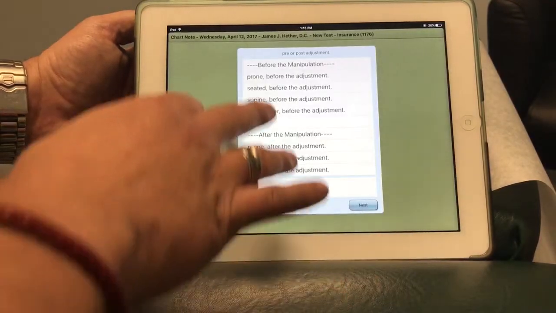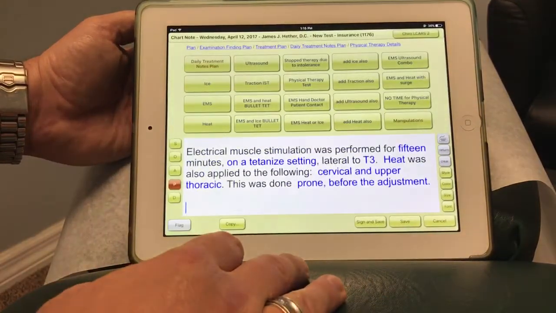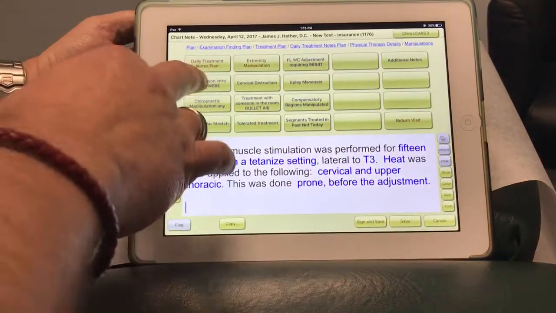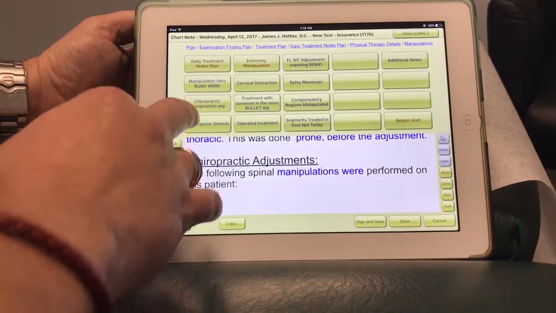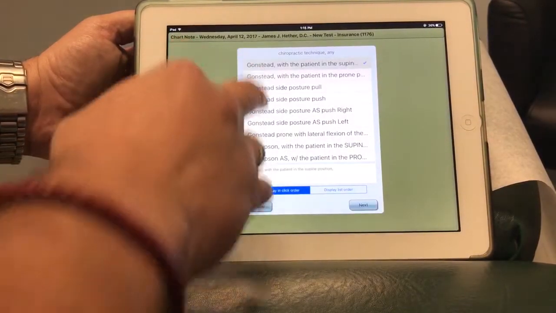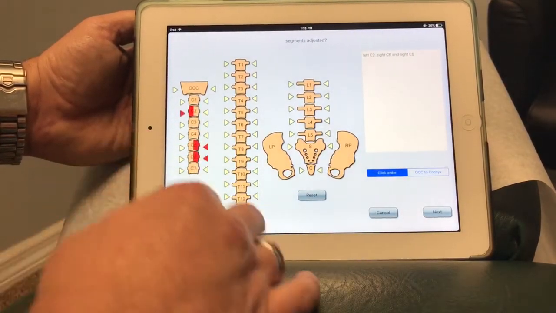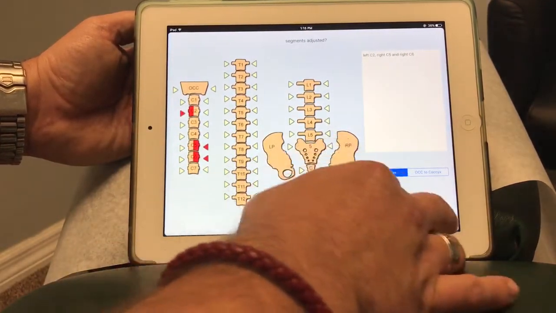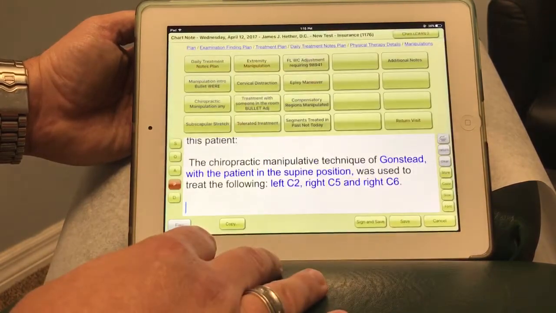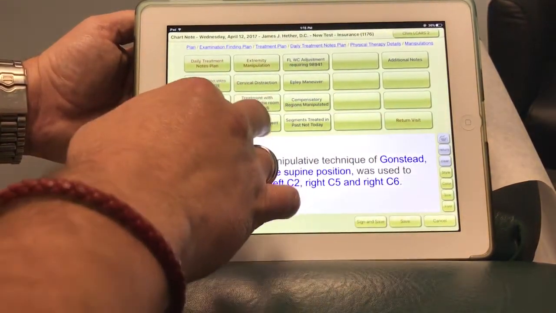And from there, we also did this in a prone position. We did a manual manipulation. We introduced the adjustments. We say that the introduction for the adjustment was a Gonstead supine. We did C2 on the right, C5 and C6 on the right, C2 on the left. And from there, we can say when do we want them to come back.